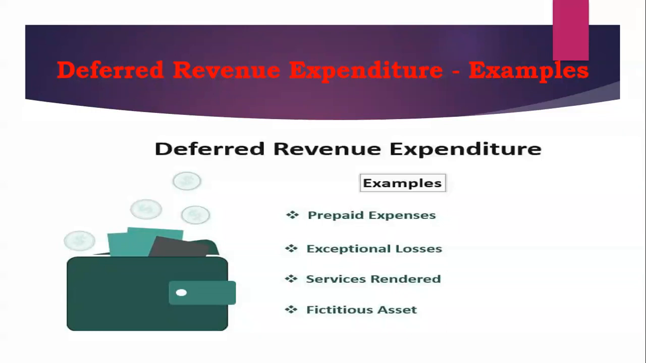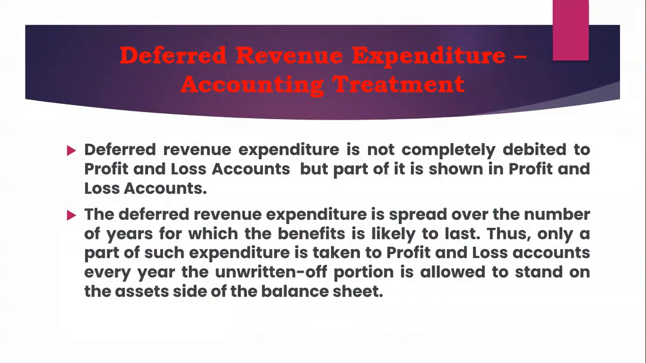All these will be coming under the deferred revenue expenditure. So then I will go for the accounting treatment. Basically, the deferred revenue expenditure is not meant for 1 year, it is for several years. So how we have to show it in the profit and loss account, and how we have to show it in the balance sheet. So we have to spread it over the number of years.